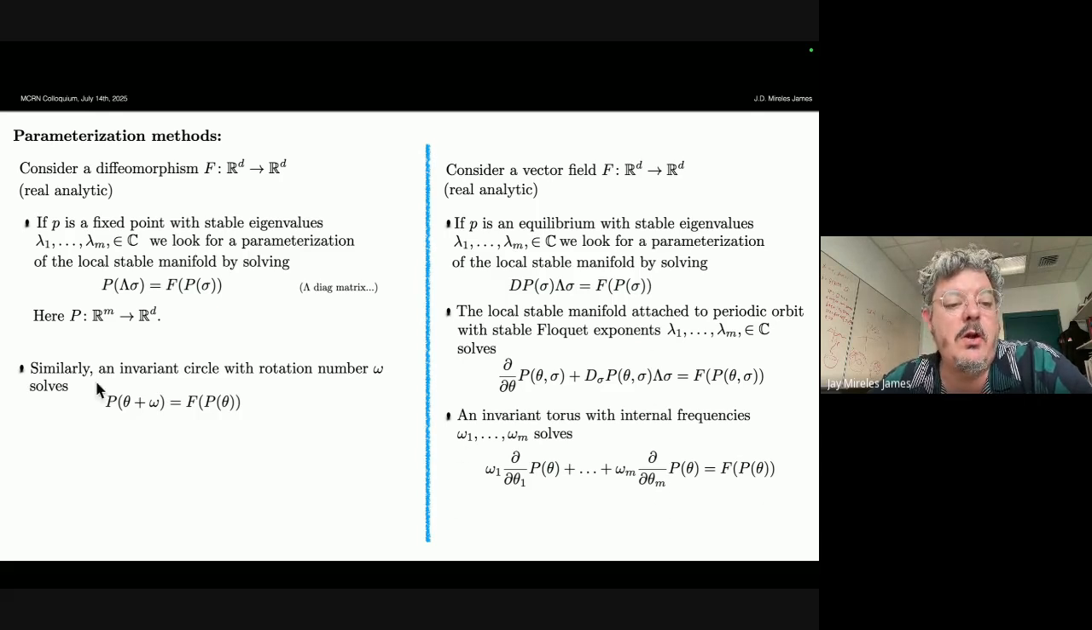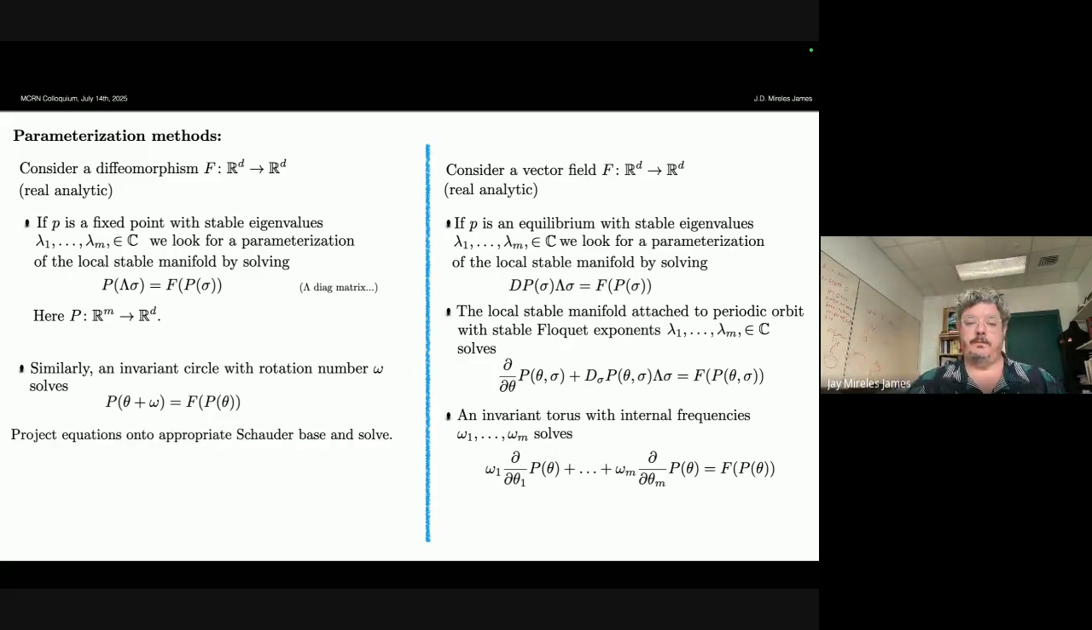So, you can see in all of these problems, you have some kind of linear operator involving P on one side of your equation, and then you have composition of your unknown parameterization with either your vector field or your diffeomorphism. I know this is throwing a lot of equations at people all at once, but that's the commonality I want you to see in all of these parameterization methods. Somehow we're looking for an object that solves a functional equation involving our given dynamics and then some kind of linear operators that will become more clear as I go on.